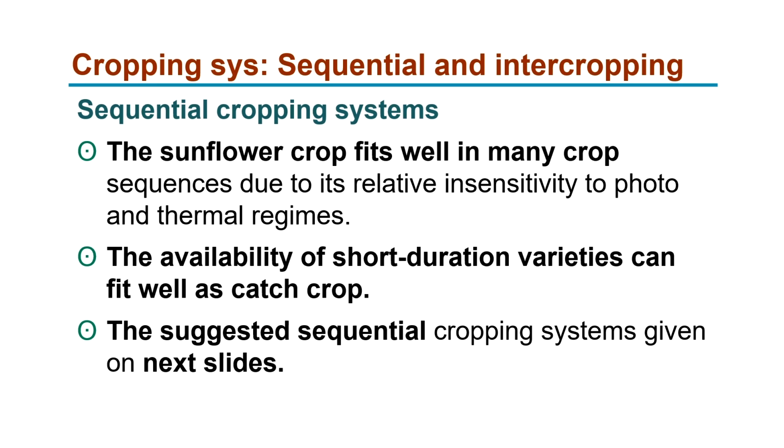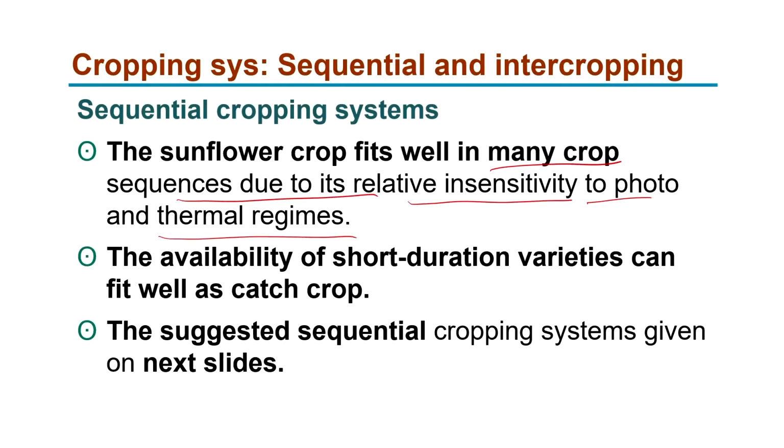The sunflower crop fits well in many crop sequences due to its relative insensitivity to photo and thermal regimes. That means it can be grown around the year or throughout the year in India. It can be grown in many parts during Kharif season, also during Rabi season, and also in Zaid season, or you can call it spring sunflower, which can be sown in the month of February. So it has wider adaptability and good acceptance. The availability of short duration varieties can fit well as a catch crop because it has very short duration.